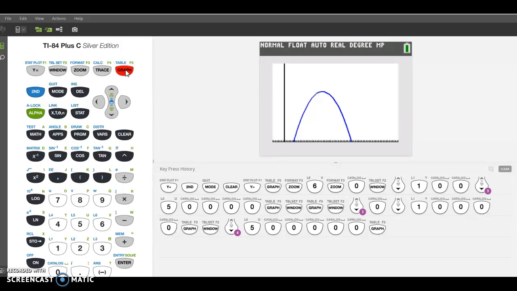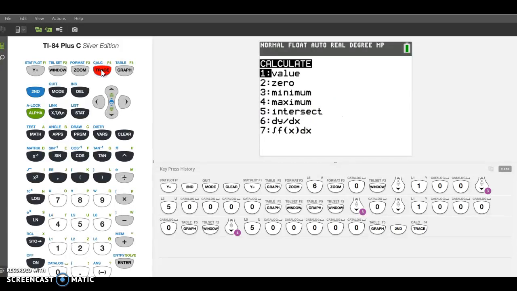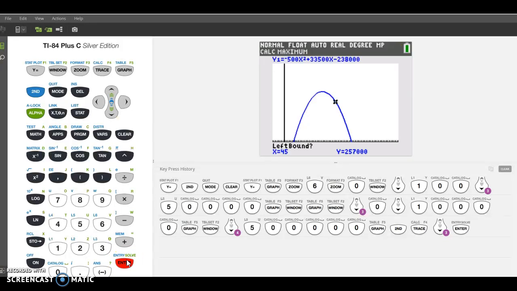Now that we've done that hard part, we just have to find this point right here. Let's go ahead: second, trace, which is your calculate. Go down to maximum. We're not going to calculate minimum profit because typically people don't set a goal for minimum profit. So hit enter. Now we have to find our blinker. With maximum, it says left bound and right bound. As we go to the left, we have to make sure we're to the left of that maximum point.